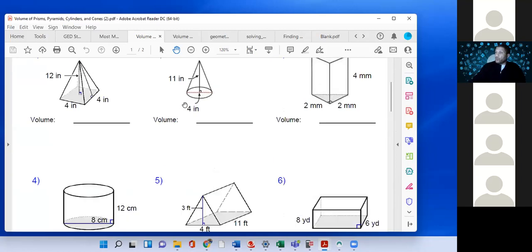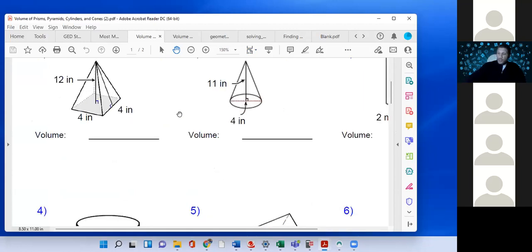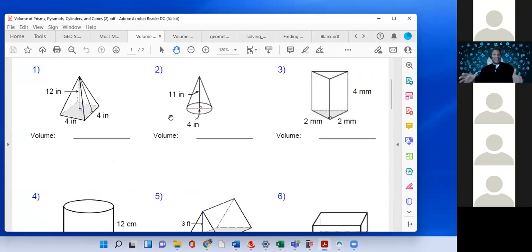So let me increase the zoom real quick. For number one, does anybody know what that shape is? Pyramid. So everyone must know the three-dimensional shapes that are going to be on this exam. And they are pyramid, cone, rectangular prism, sphere, and cylinder. You must know all five of those shapes when you see them. So number 1 is a pyramid.